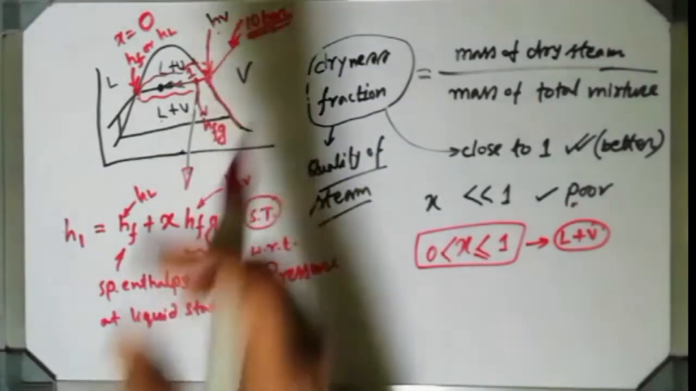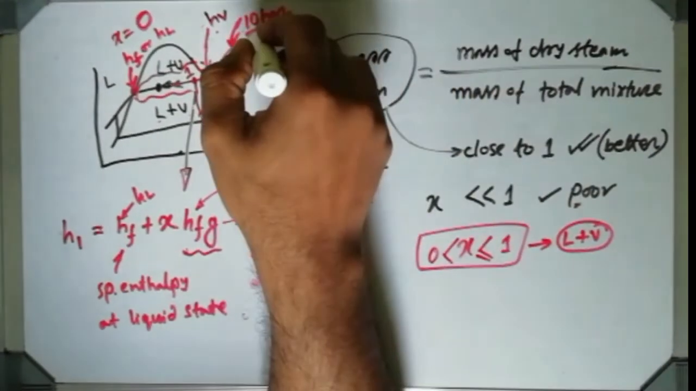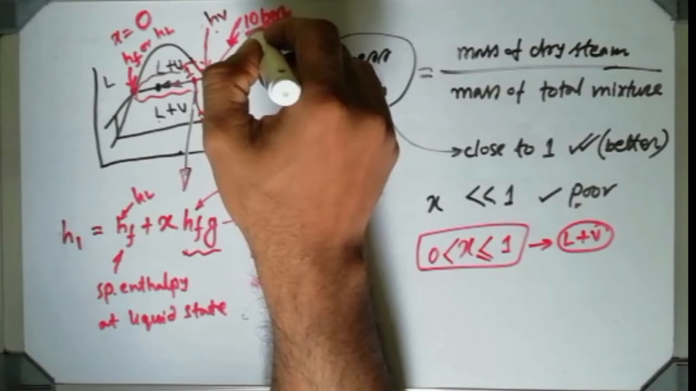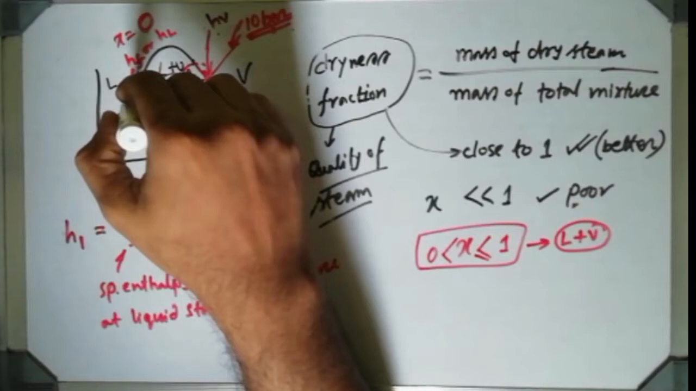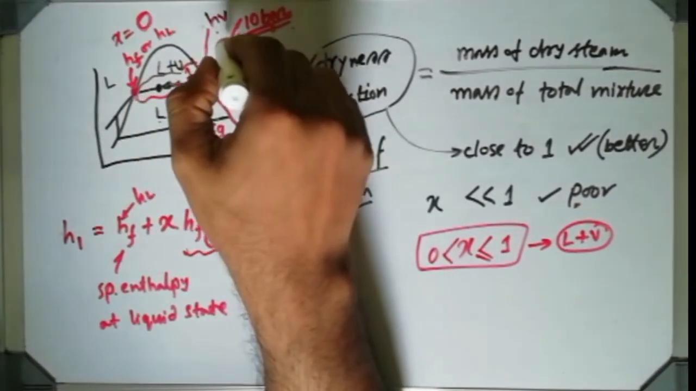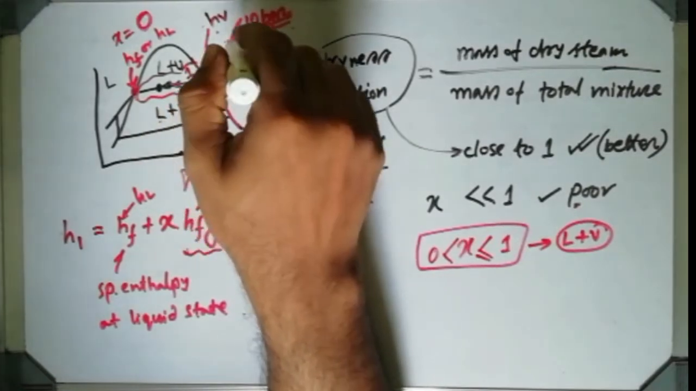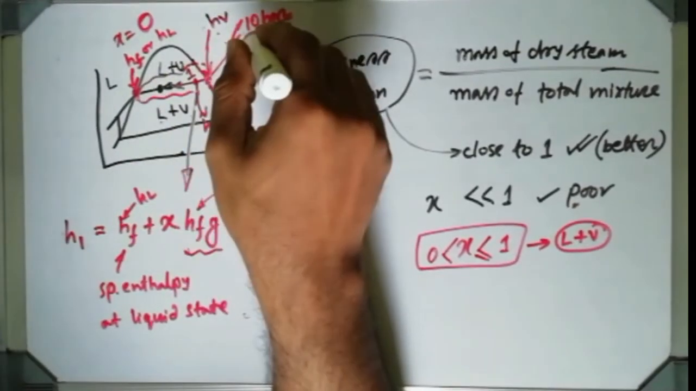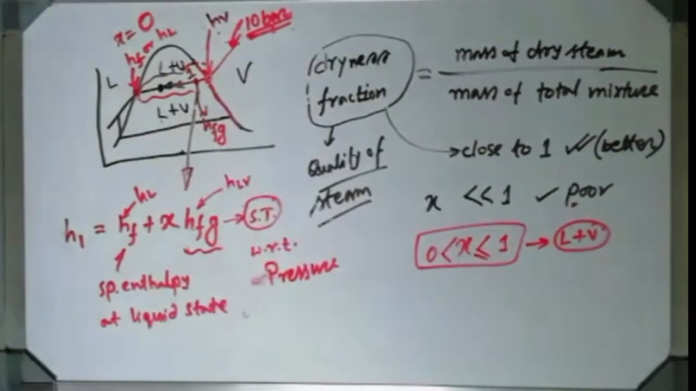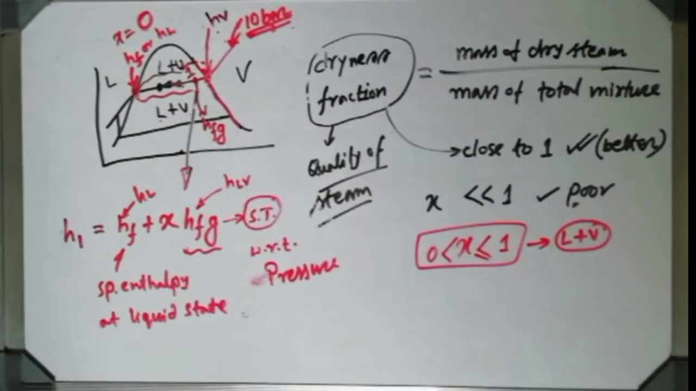And a temperature may also be given. Now, with respect to 10 bar pressure, we have to find from the steam table the value of HF or HL, HV or HFG. All these enthalpy values will be found with respect to this 10 bar pressure, and put over there to get the value of enthalpy at point 1. Understood?